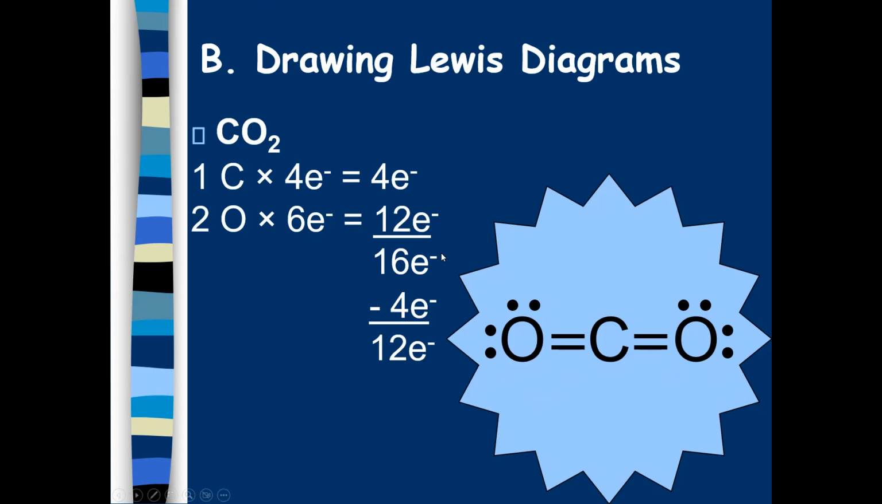Now remember we said that if we ended up with more electrons, we did it wrong. So let's count. 2, 4, 6, 8, and the other side is exactly the same. So 8 and 8 is 16, and that's how many we started with. So we are good. All right, next.